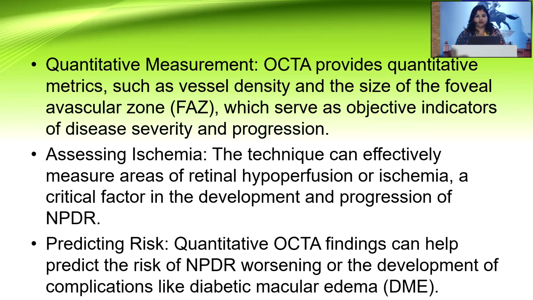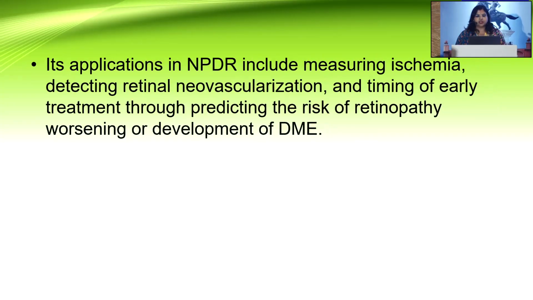It can effectively measure the area of retinal hyperperfusion or ischemia, a critical factor in the development and progression of NPDR. It helps in predicting the risk. Quantitative findings can help in predicting the risk of NPDR worsening or development of complications like diabetic macular edema. Its applications also include measuring ischemia, detecting neovascularization at the earliest, and timely treatment.